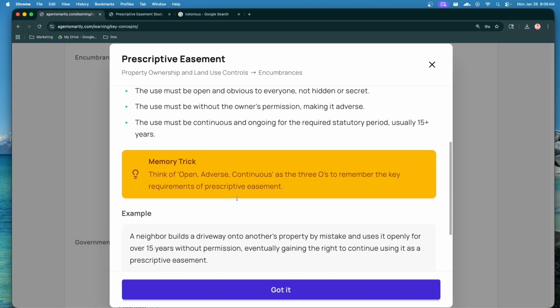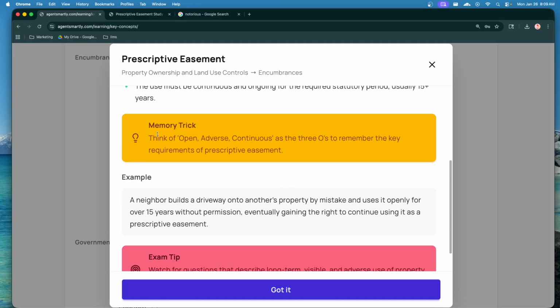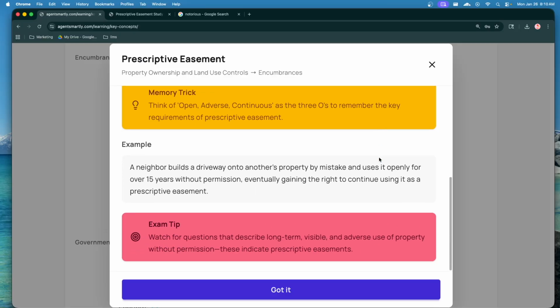And so let's take a look at some memory tricks right here. Think open, adverse, and continuous as 3 O's, okay? 3 O's, to remember the key requirements of prescriptive easement. So here's an example. A neighbor builds a driveway onto another's property by mistake and uses it openly for 15 years without permission. Eventually they gain the right to continue to use it as a prescriptive easement.